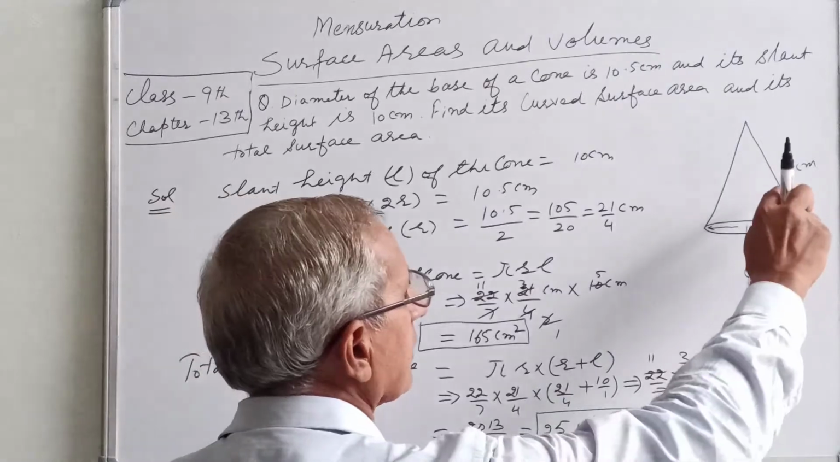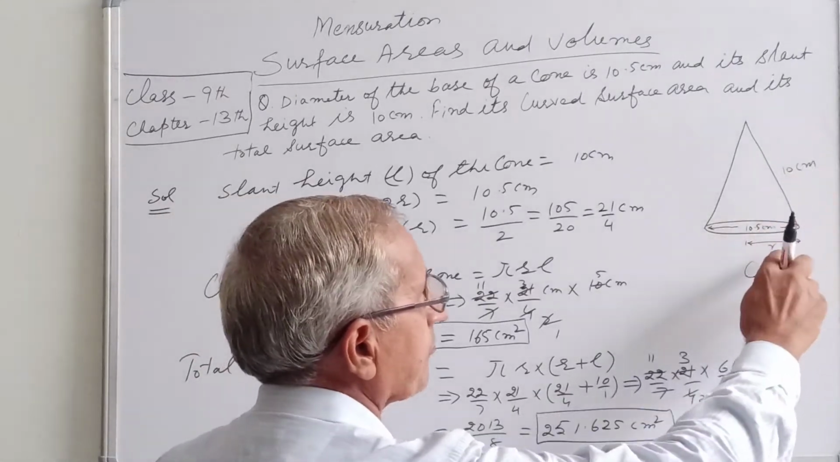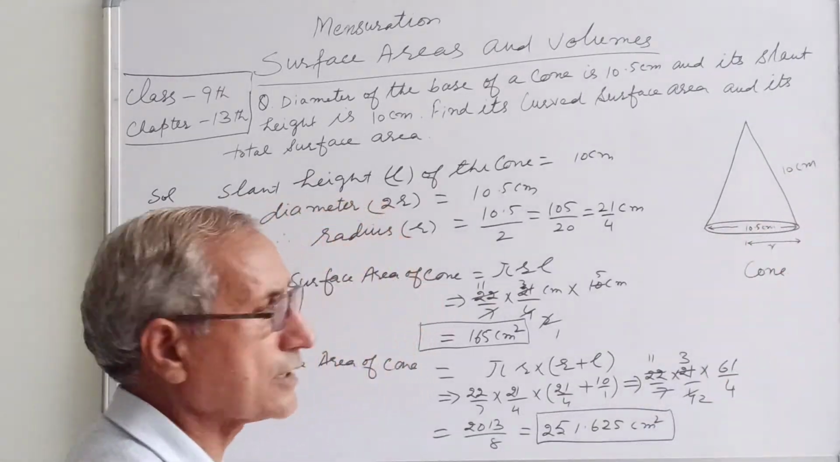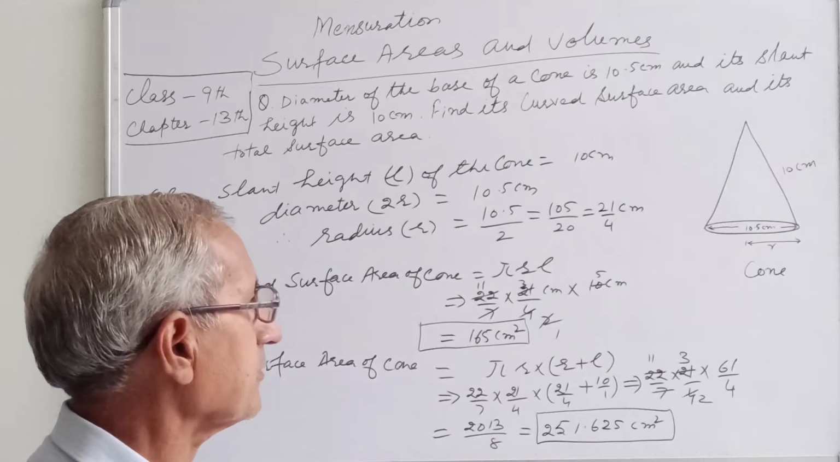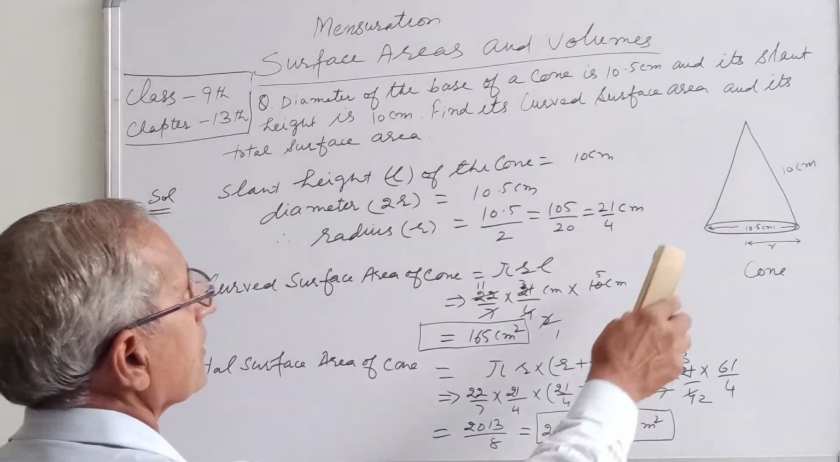So this is the total surface area and this is the curved surface area of the cone with the slant height 10 centimeter whereas the diameter 10.5 centimeters. Now I take another question.